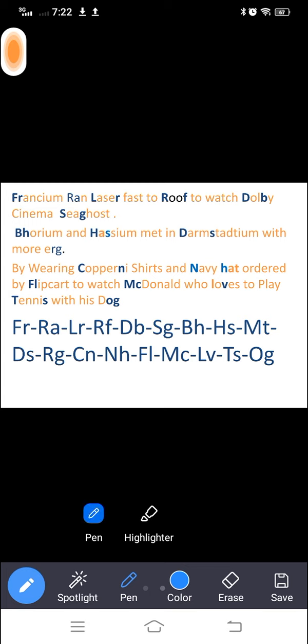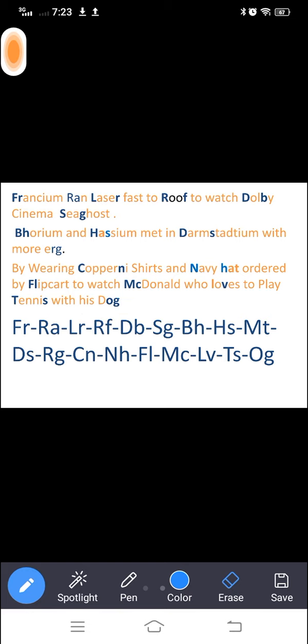So that bohrium and hassium, they went to the Damas Stadium. How they are going is by wearing a copper shirt. Copper shirt is a branded shirt for men. And by wearing the navy hat, that means a navy blue color hat, which is ordered in the Flipkart. And they went to that stadium particularly to watch McDonald. You know that McDonald, very famous person who loves to play tennis with his dog.